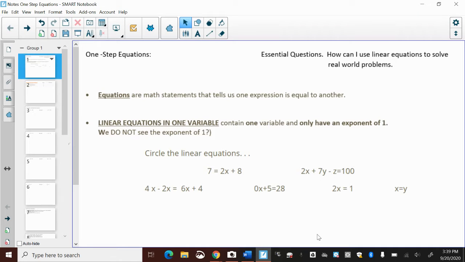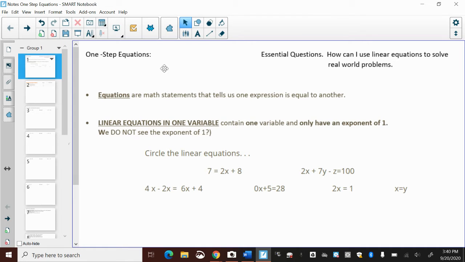Okay, guys, so today we're going to start talking about one-step equations. We're starting a journey to algebra. And this is a video. I'm only going to do the ones that I would exhibit in class. I won't do the "Your Turn" ones. You can find the answer key to that the day after class.